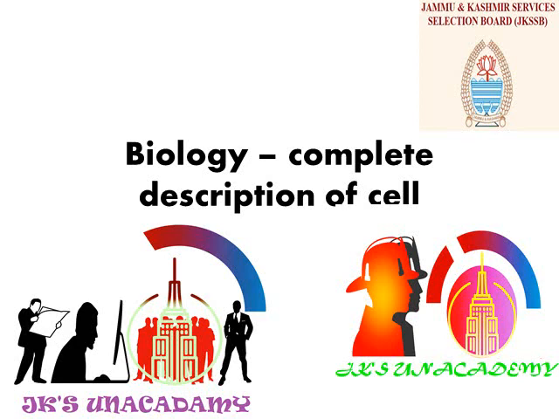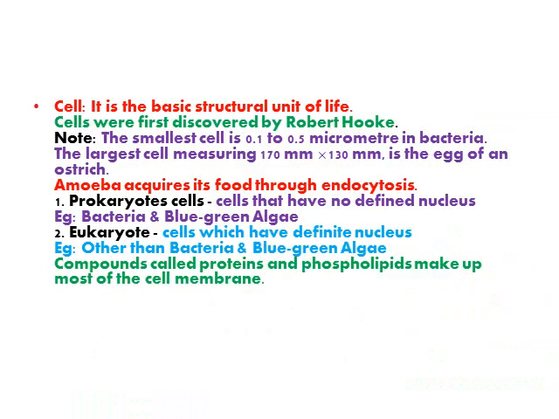Today we are going to study about cell and the various terms relating to cell. Let's get started. Cell. It's the basic structural unit of life. It was first discovered by Robert Hooke. The smallest cell is 0.1 to 0.5 micrometer in bacteria, while the largest one is the egg of an ostrich.